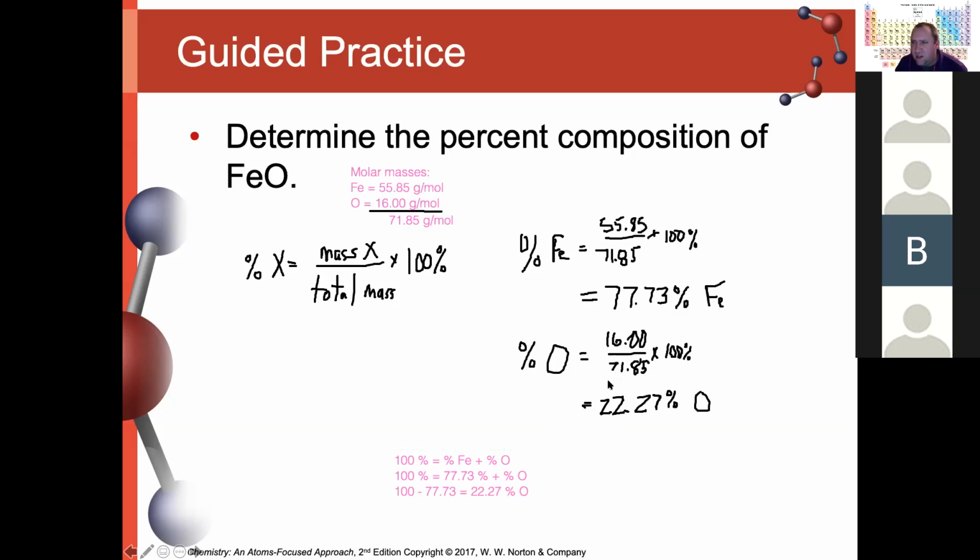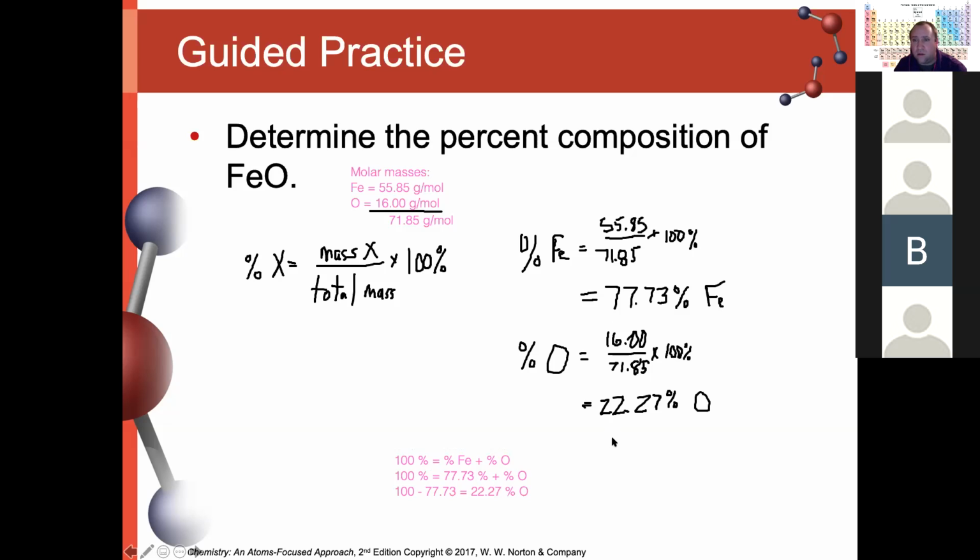Especially if you have a 2-element compound, that can make it a lot easier, because ordinarily it's not too difficult to subtract something from 100 and figure out what the remaining piece is, as opposed to doing all of this fractional business. All right, any questions?